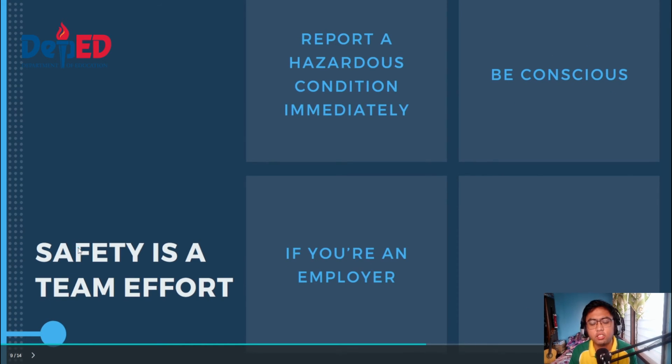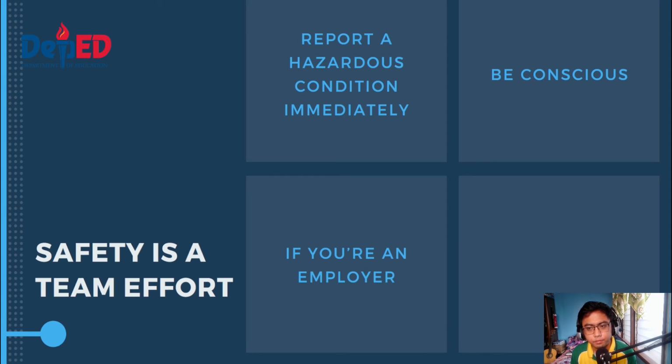Report the hazardous condition immediately. Let's say there's an open wire, a live wire on the road. Inform your electric company regarding this one. Or if you are at work and you notice that your outlet just sparked when you plugged in your unit, inform your supervisor about this so that they could take appropriate measures.